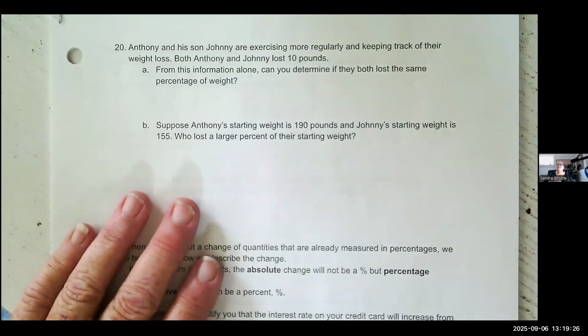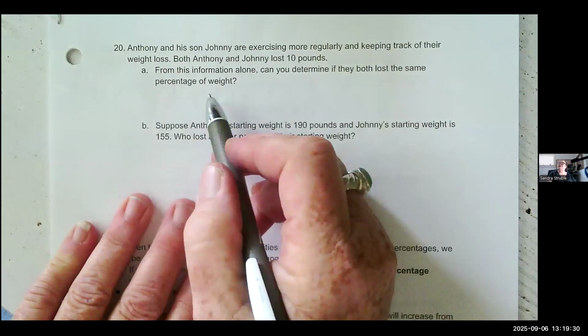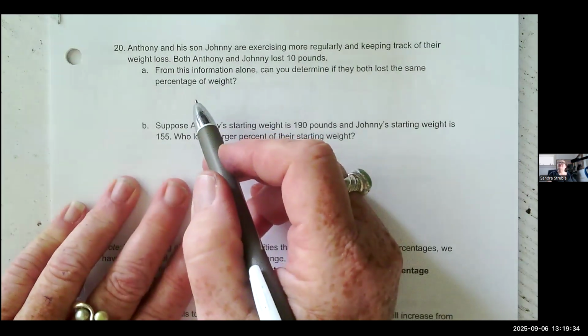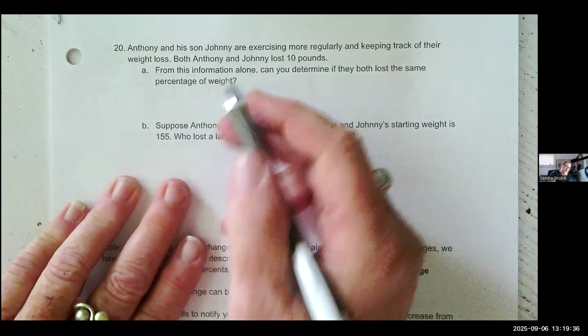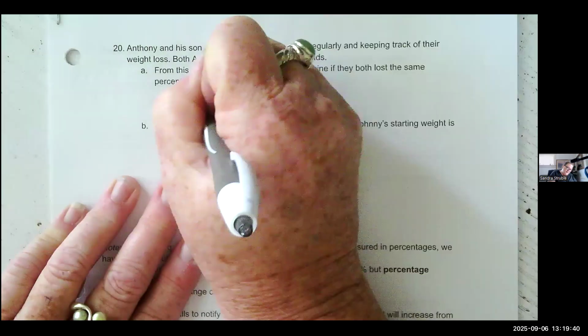Okay, no, there's no way to find the percentage because we don't know what they started with. They both lost 10 pounds, fantastic. But what were they starting with? Because that's how you find the percentage. So no, we cannot determine.